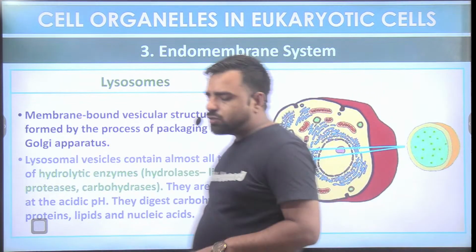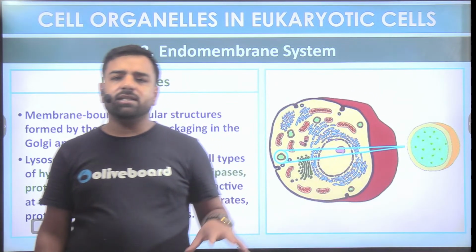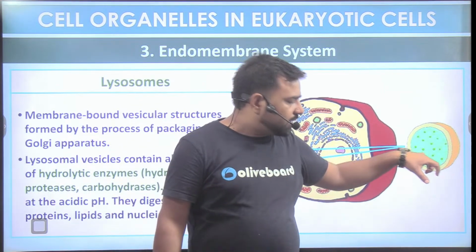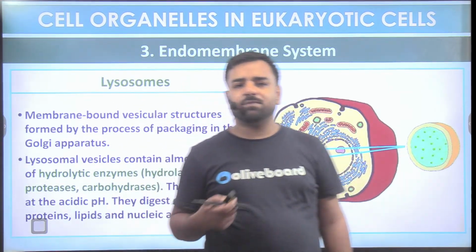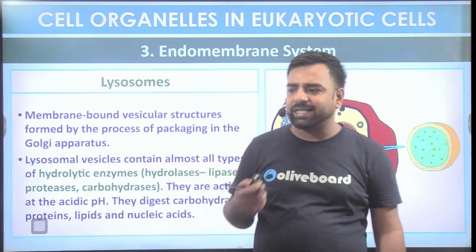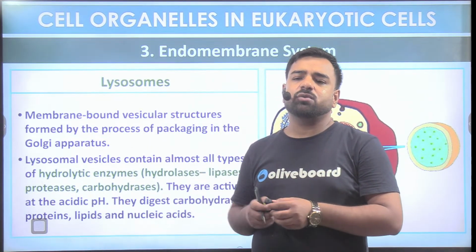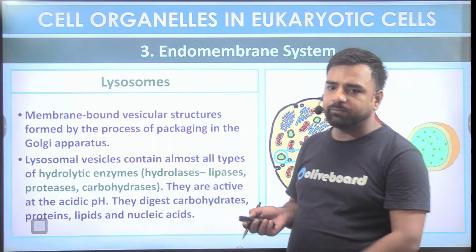Then we have lysosomes. Lysosomes are also known as suicidal packets. What is the reason? If we talk about the structure, these are the lysosomes. In the lysosomes, there are certain enzymes present. So if the cell is not working properly, they actually burst. They digest the whole cell. So they are also known as suicidal packets, and that's the important point.